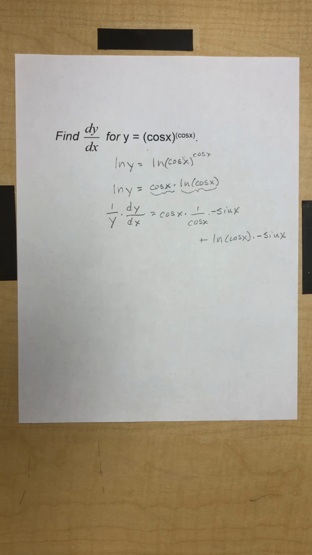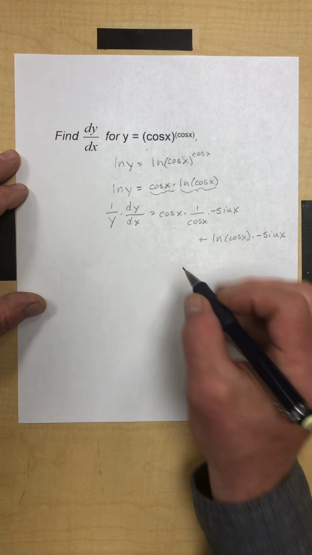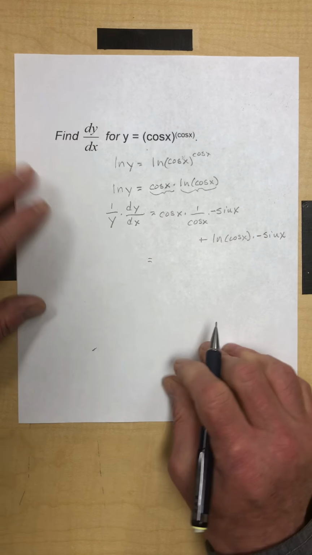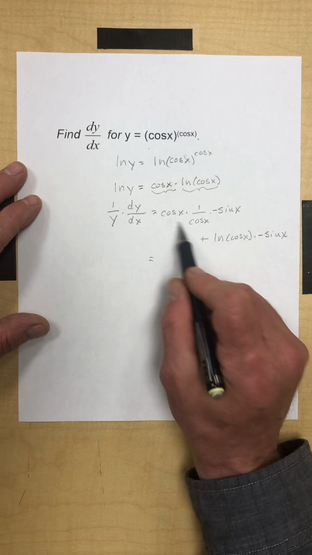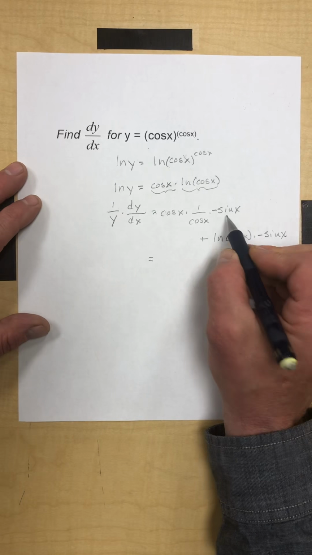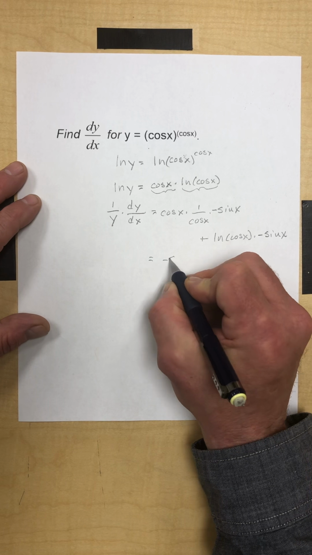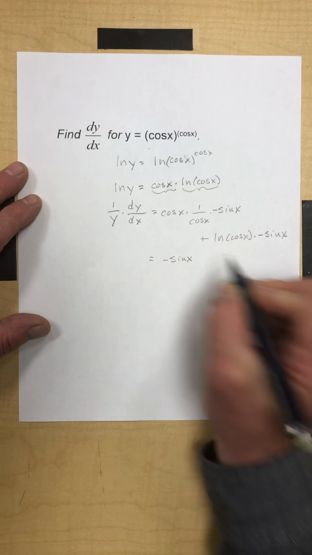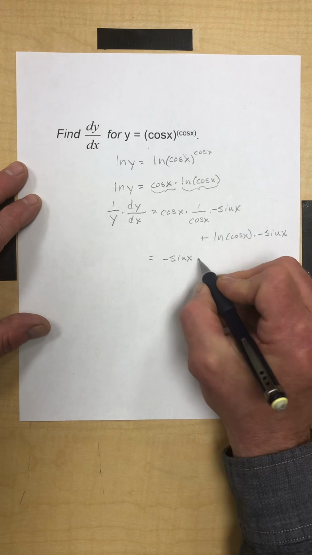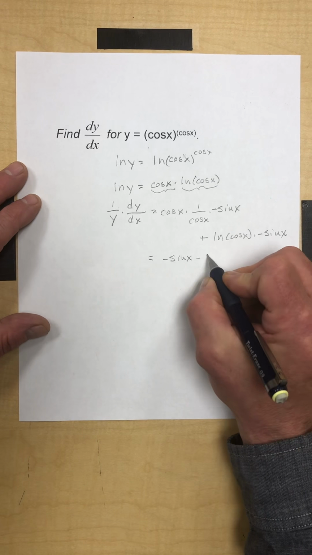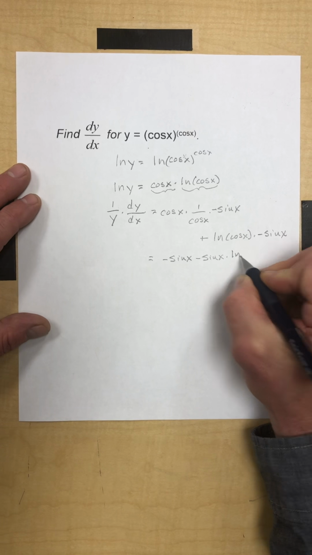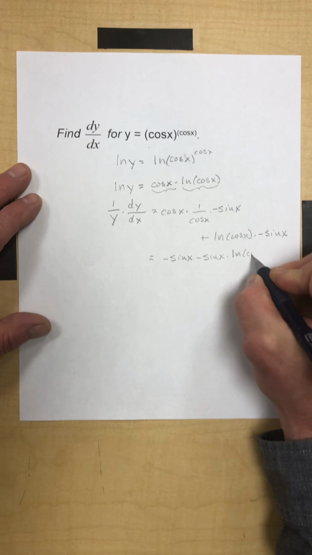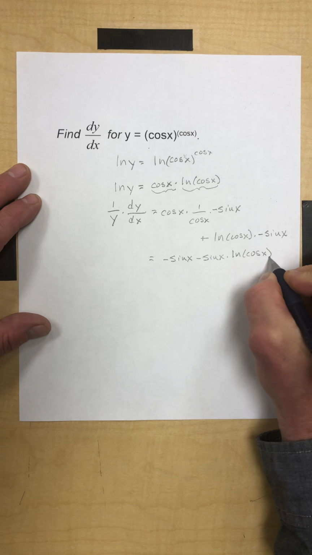Okay, so it looks like we want to clean things up here. I'm not going to deal with the y yet. I'm just going to clean up the right-hand side. So, of course, we have cosine times 1 over cosine, so those cancel each other out, so we're just left with the opposite of the sine of x. Okay, then right here it looks like we have minus sine of x times the natural log of the cosine of x.